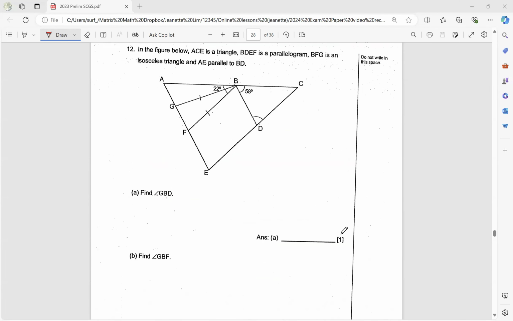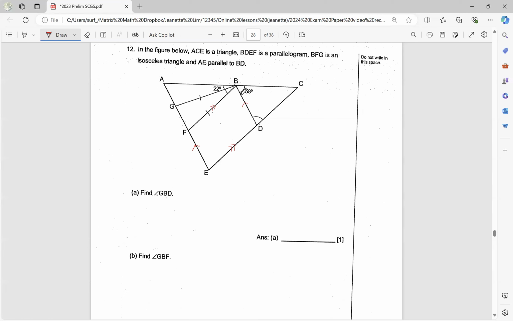Question 12. In the figure below, ACE is a triangle, BDEF is a parallelogram, and we have an isosceles triangle. AE is parallel to BD. Okay, let's find that out, AE and BD, because it is a parallelogram also, right? So we have these. Okay, find angle GBD.